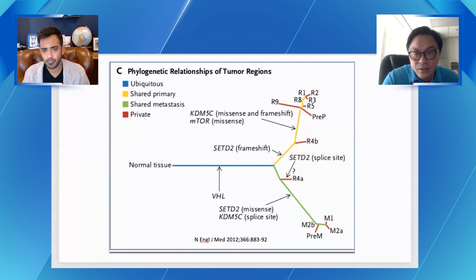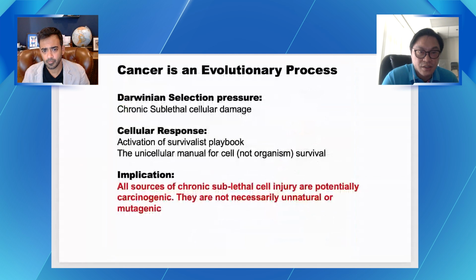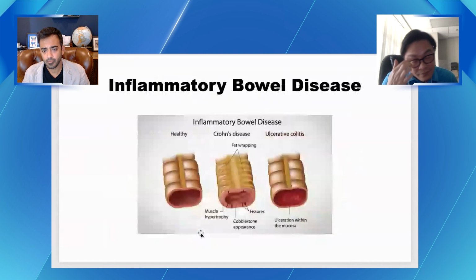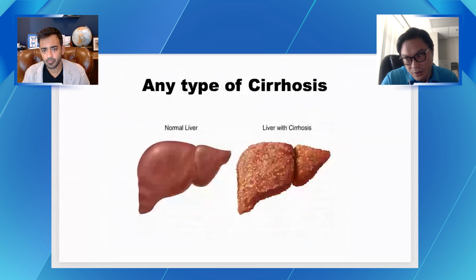And so all sources of sublethal injury are potentially carcinogenic because what you've got is this chronic damage. So even things like Barrett's esophagus, which is normal stomach acid, anything that's going to cause chronic damage is going to be carcinogenic. Inflammatory bowel disease. There's nothing particularly mutagenic about it, but there is chronic inflammation, and the chronic inflammation is chronic damage. And therefore, you're going to select for survivable cases. Cirrhosis, any type of cirrhosis, is going to increase your risk of cancer. And we've always known this.